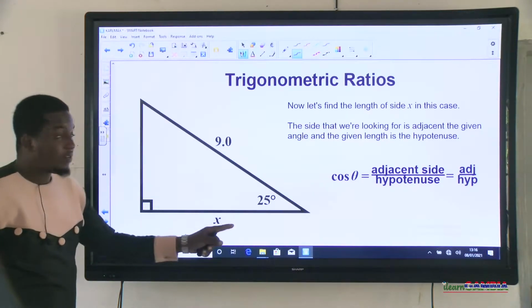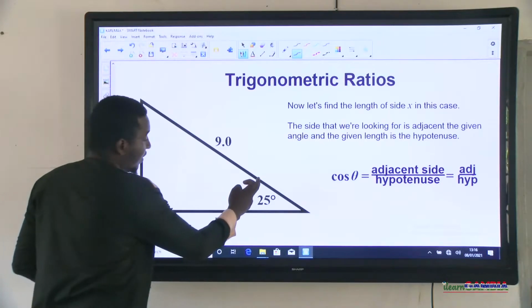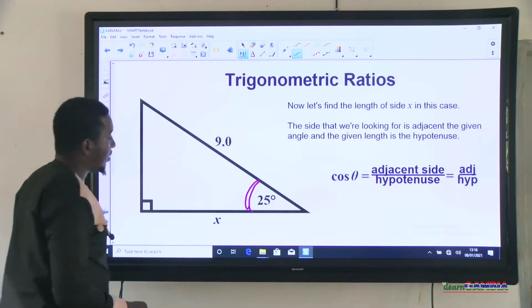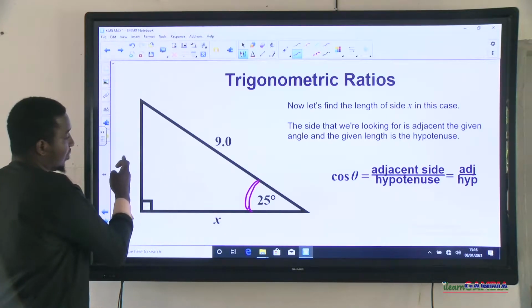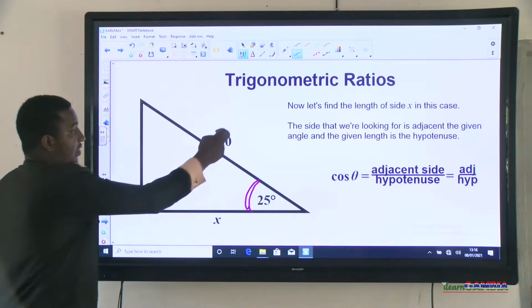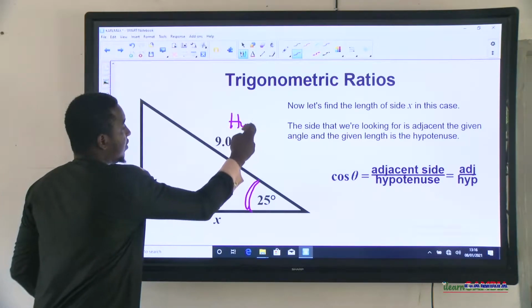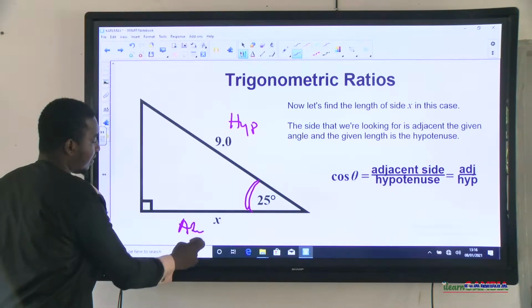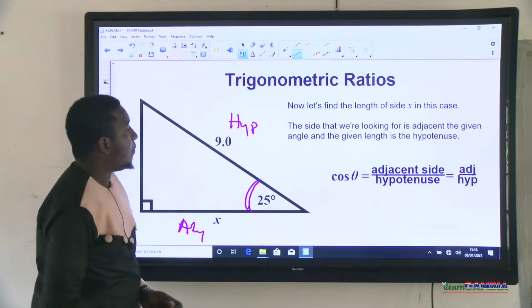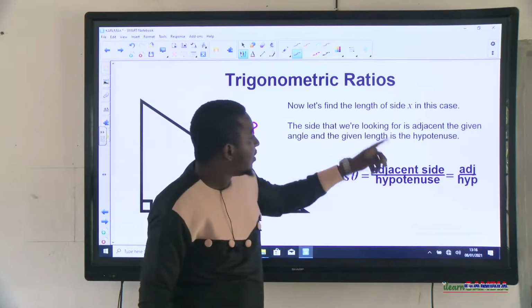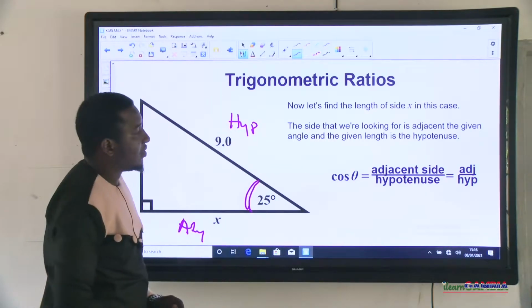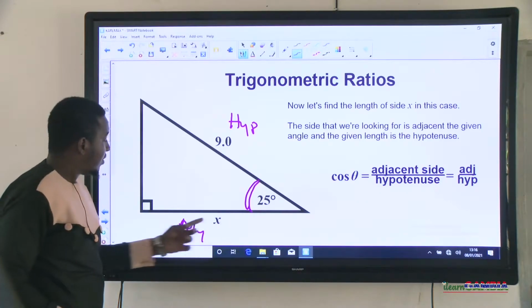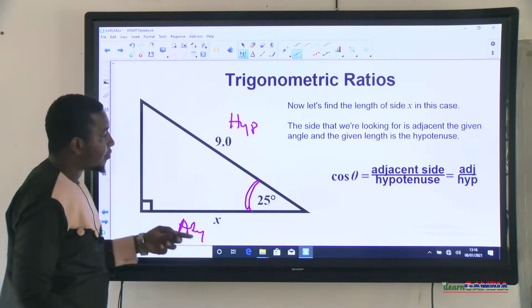Looking at the first one that we have here, we are given a diagram. It's a right angle triangle, and we are given one of the angles equal to 25 degrees. We are not given the side opposite to the angle, but we are given the hypotenuse, and we are also given the adjacent side as x. Now let's find the length of side x.